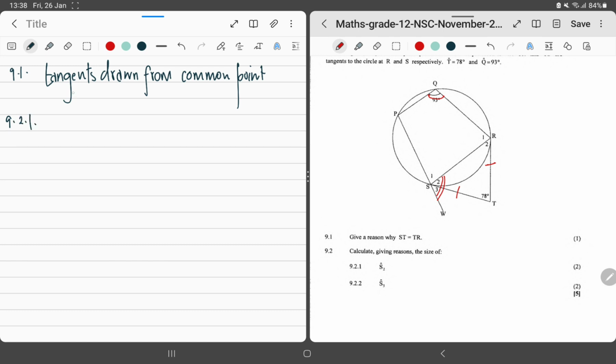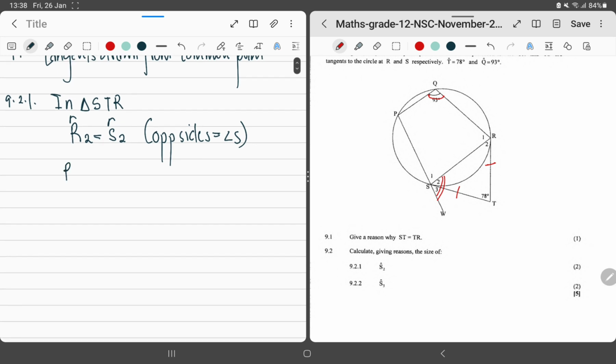9.2.1. In triangle STR, because they are looking for S2, I know that R2 should be equal to S2 because of opposite sides equal to angles. So R2 plus S2 plus T should be equal to 180 degrees, and this is the sum of angles of a triangle.